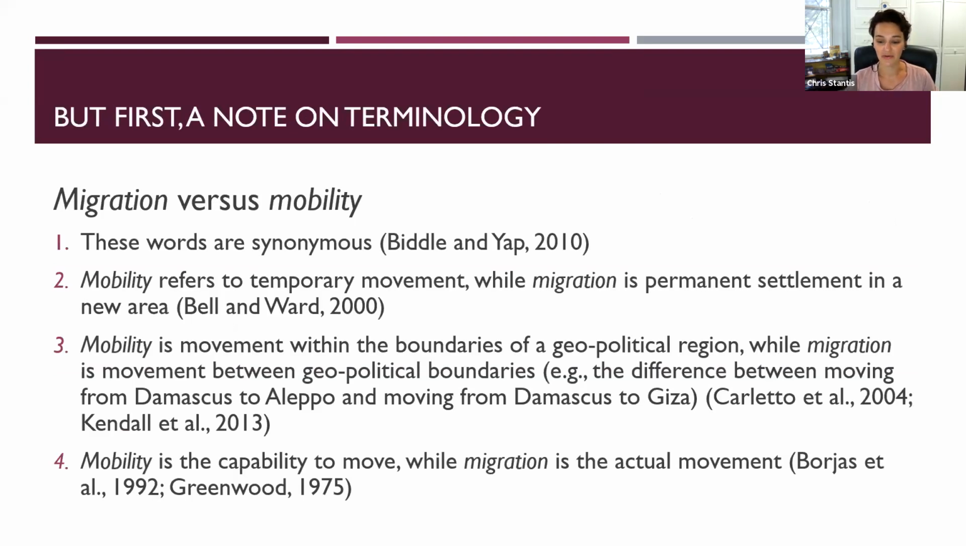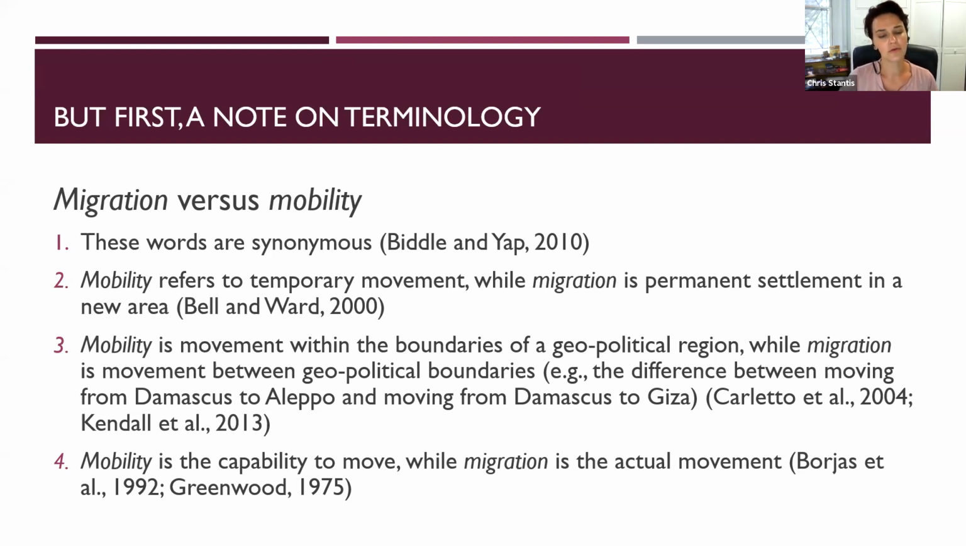First, I'd like to make a note on the terminology, because we often use the words migration and mobility, and there's different ways for how these words can be used. The first is that the two words are synonymous and completely interchangeable. Another would be that mobility refers to temporary movement, while migration is permanent settlement in a new area. I do like this one, as temporary movement is important within that person's lifetime and can still have lasting cultural, pathological, and genetic effects.